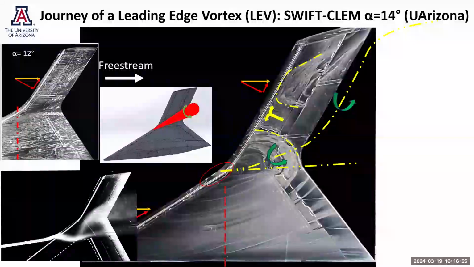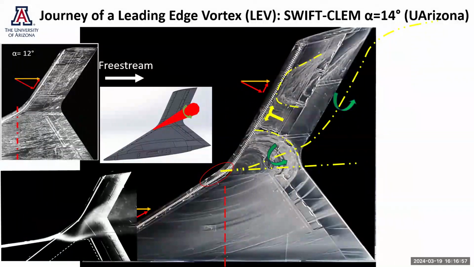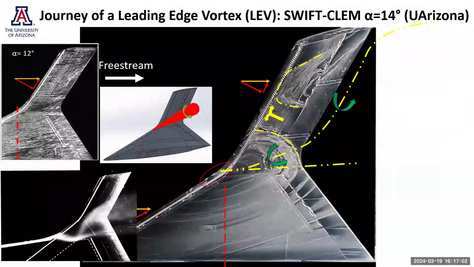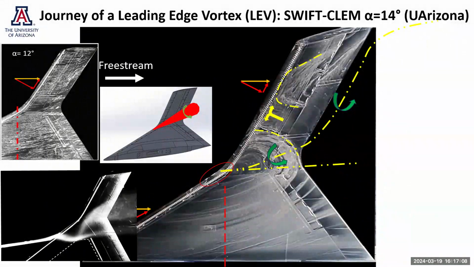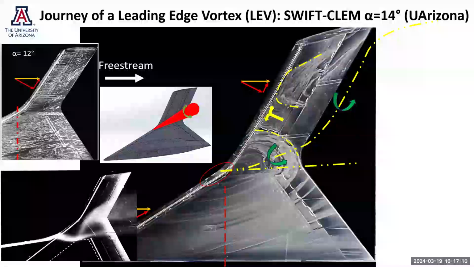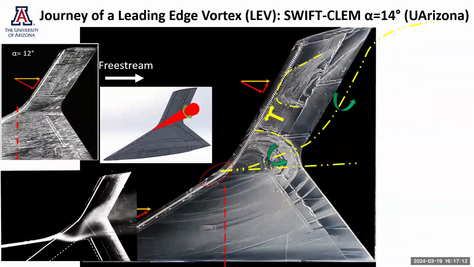Now, all of this was happening at alpha 14 degrees. Why did we choose this particular angle of attack? Because if we go a little bit lower, to an angle of attack of 12 degrees, we do not see any vortex liftoff process. We just see a slight span-wise outboard curvature of these streamlines for pretty attached flow.